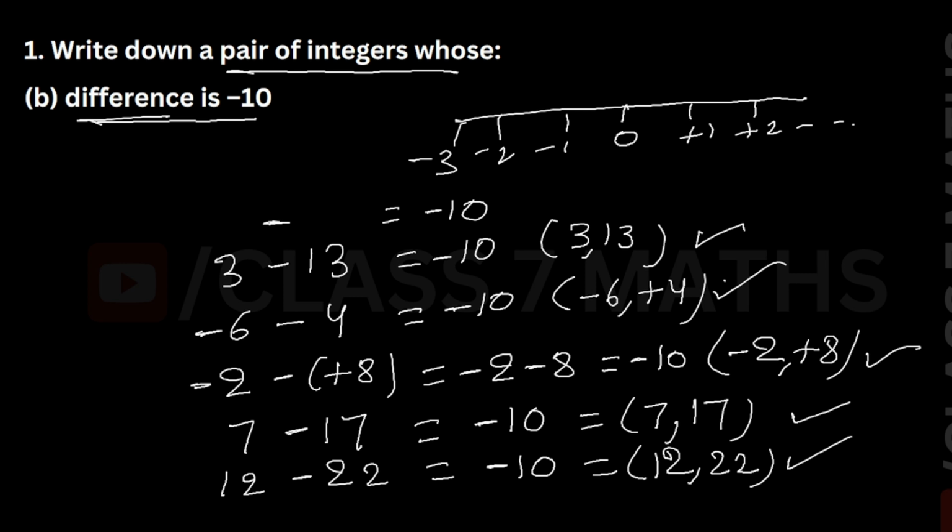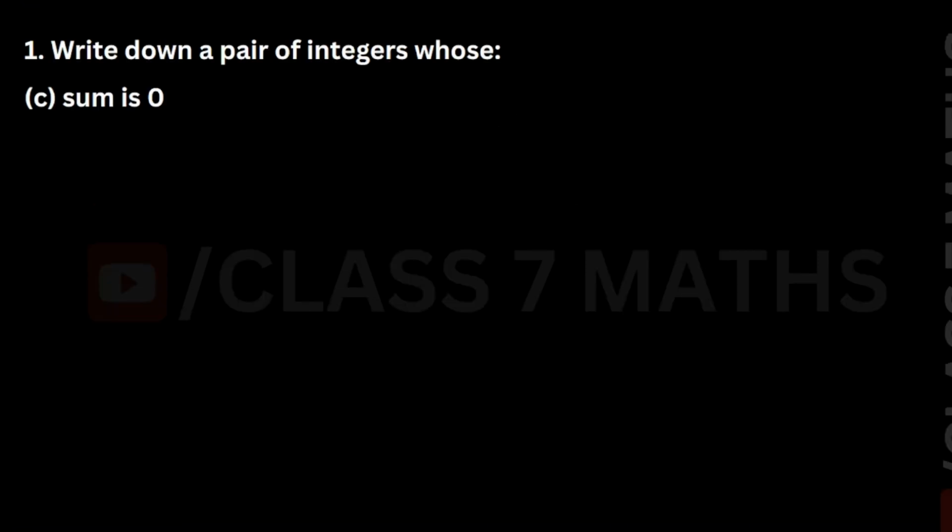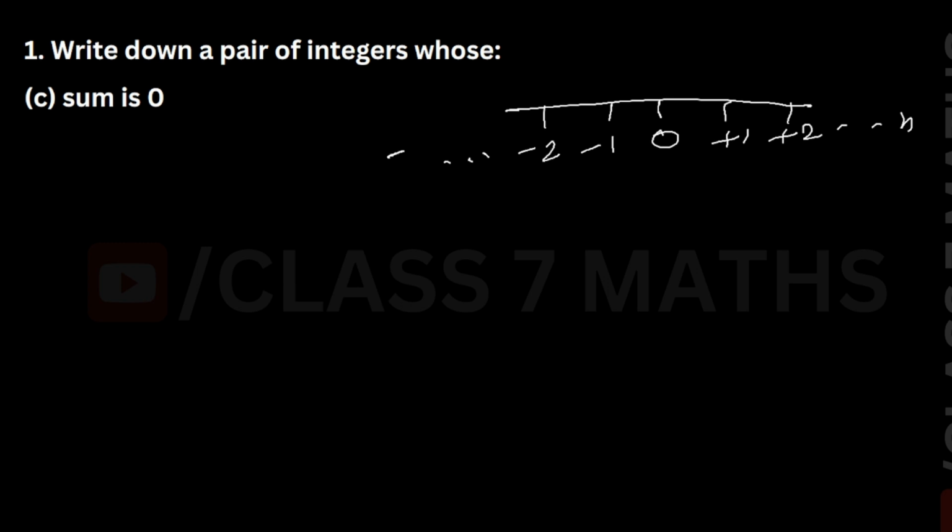Now we are going to solve one more. Write down a pair of integers whose sum is 0. Just quickly, I am representing integers on a number line: 0, positive numbers and negative numbers. Whose sum is 0: sum means we have to use the plus sign and the result is 0. One thumb rule is that if we add any number to its opposite sign number, we will get the result as 0. Let's take minus 3 plus 3 equals 0.